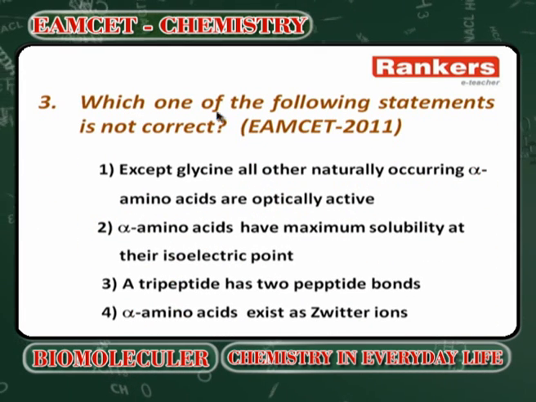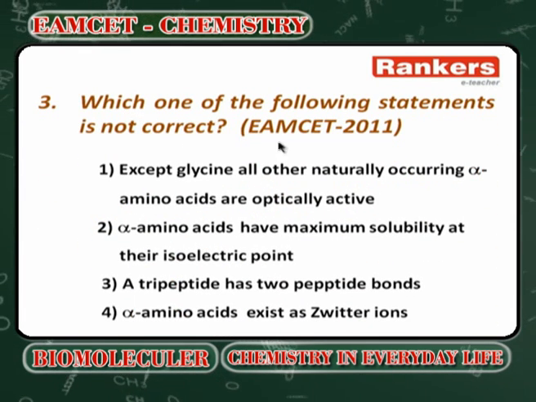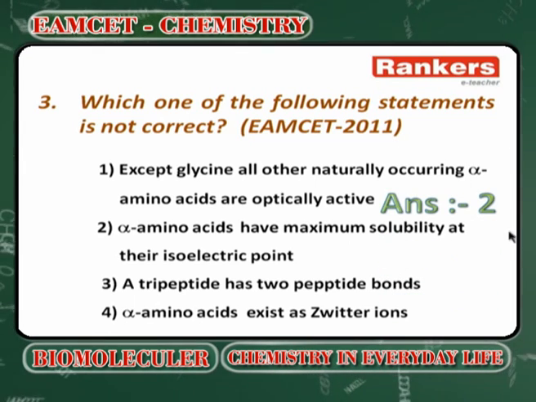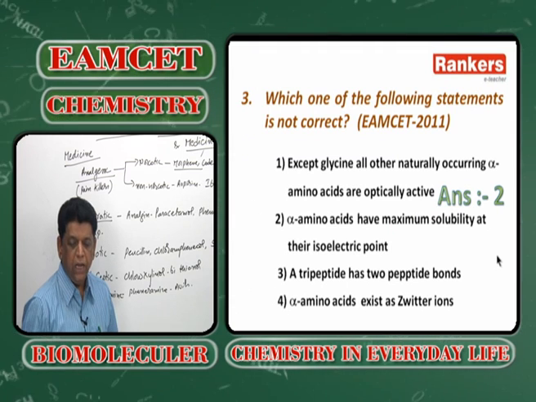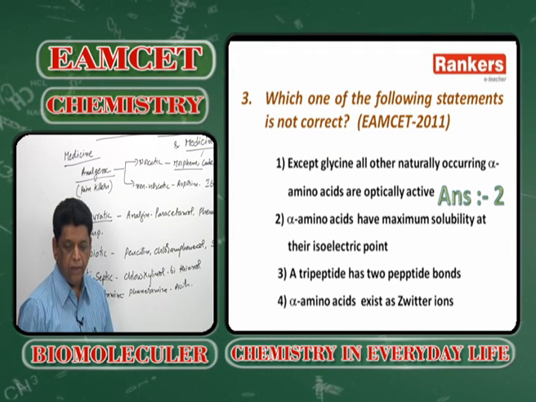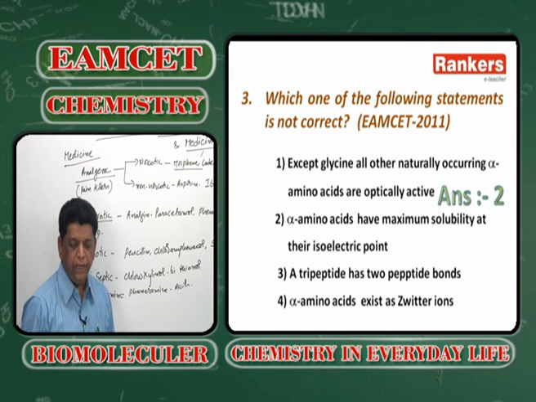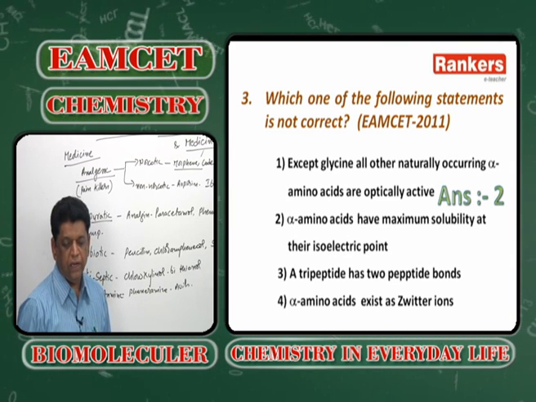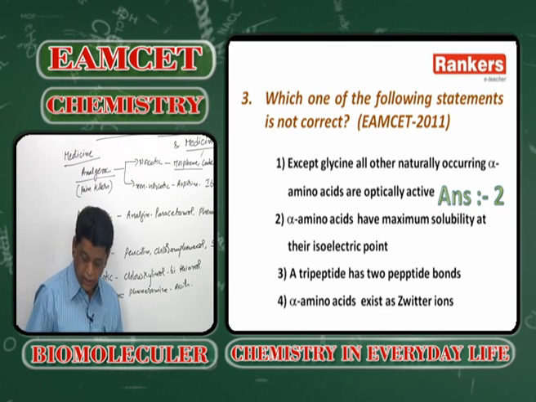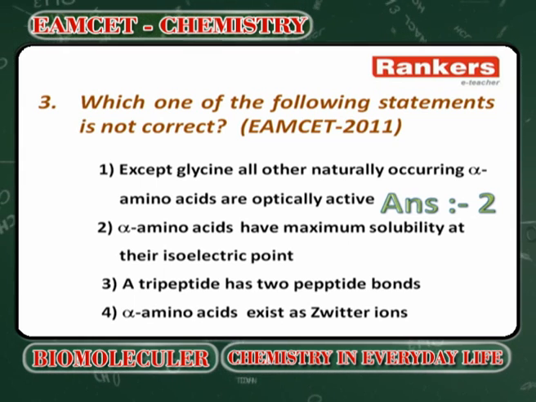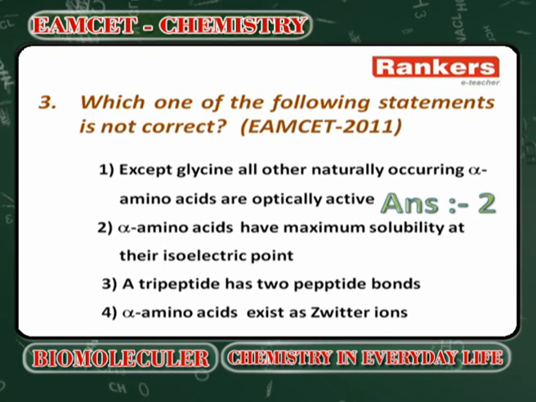Which one of the following statements is not correct? Recently asked, this is also. Except glycine, all other naturally occurring alpha amino acids are optically active. That is 100% true. Alpha amino acids have maximum solubility at their isoelectric point. This is wrong. At the isoelectric point, they exist as a plus-minus Zwitter ion structure. These Zwitter ions are less soluble when compared with the only cationic and only anionic structures.